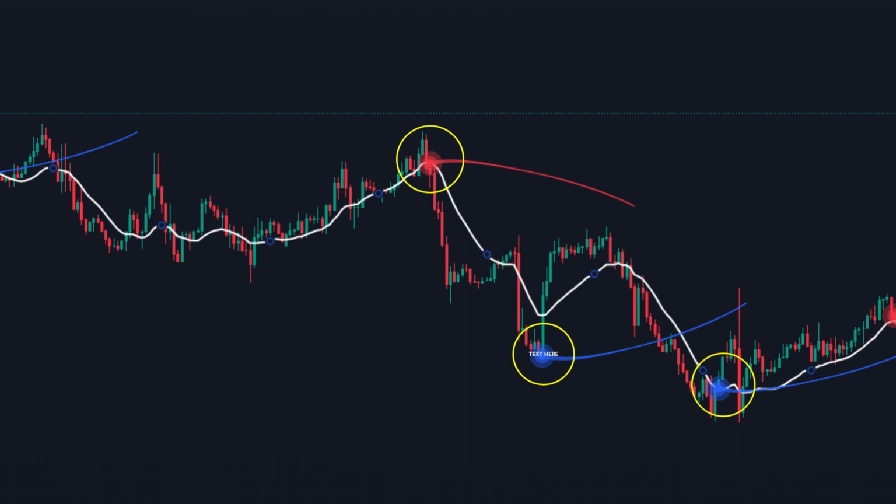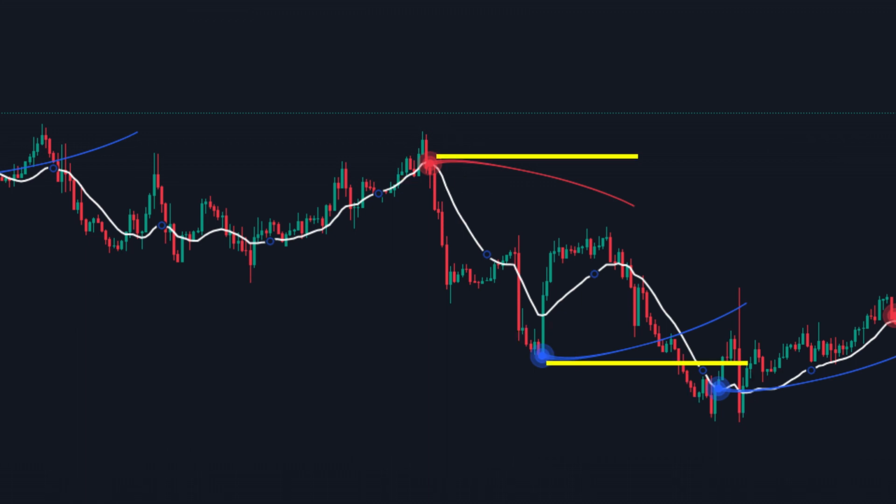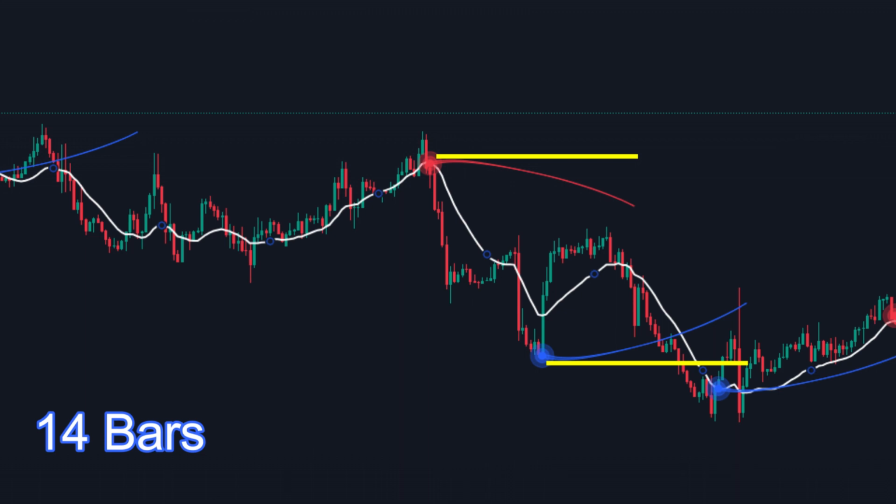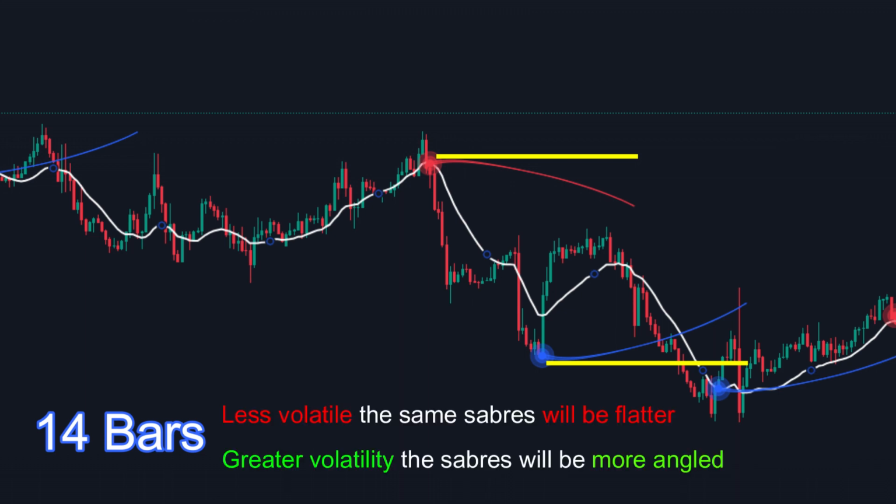This circular shape forms the basis for the saber pattern. The tip of the saber extends as far as the user-defined EMA length. The angle of the saber is determined by the average true range of the previous 14 bars. If the previous 14 bars were less volatile, the saber will be flatter, and if there was greater volatility, the saber will be more angled.